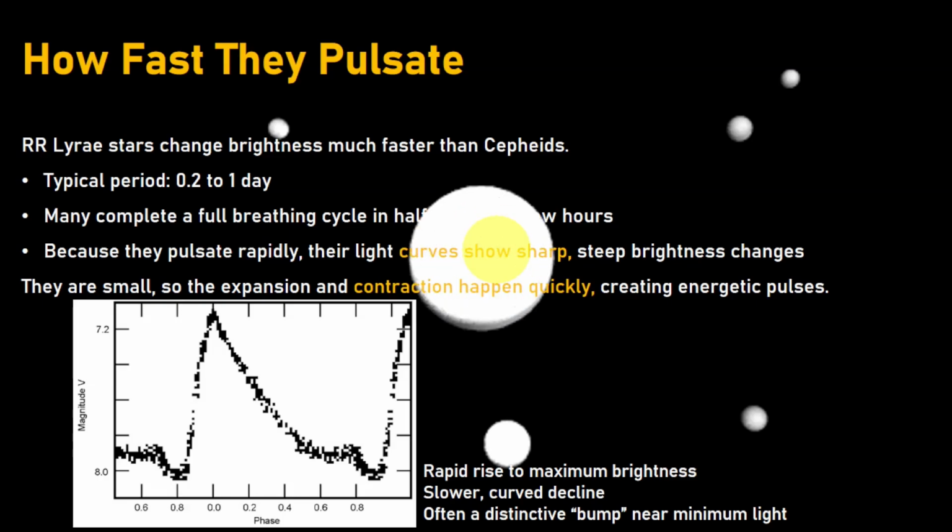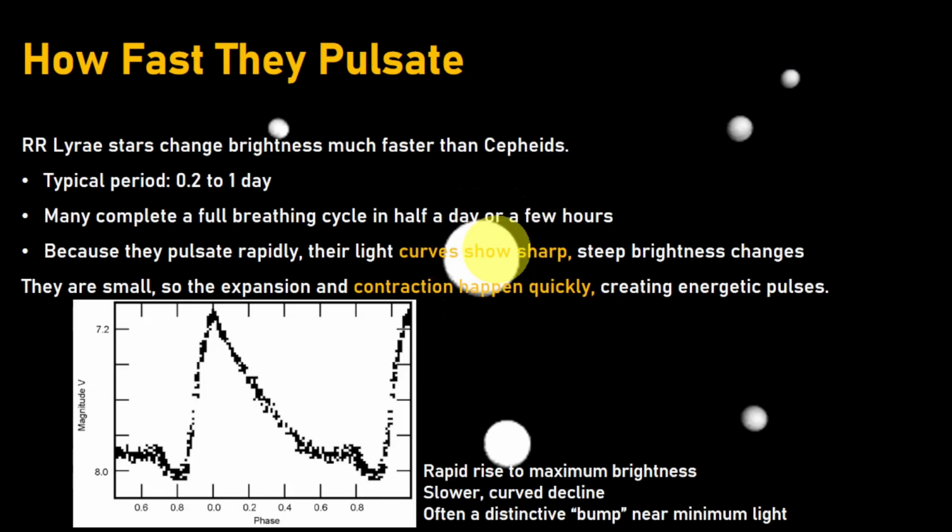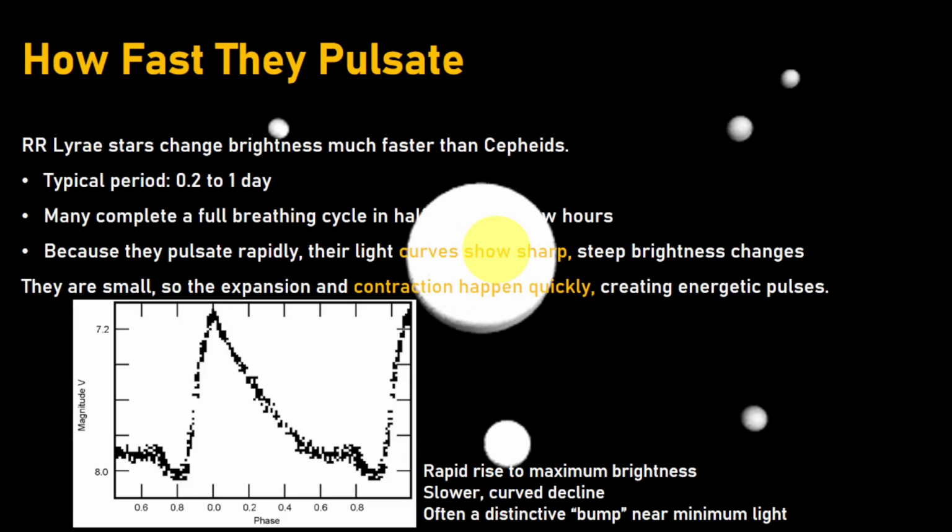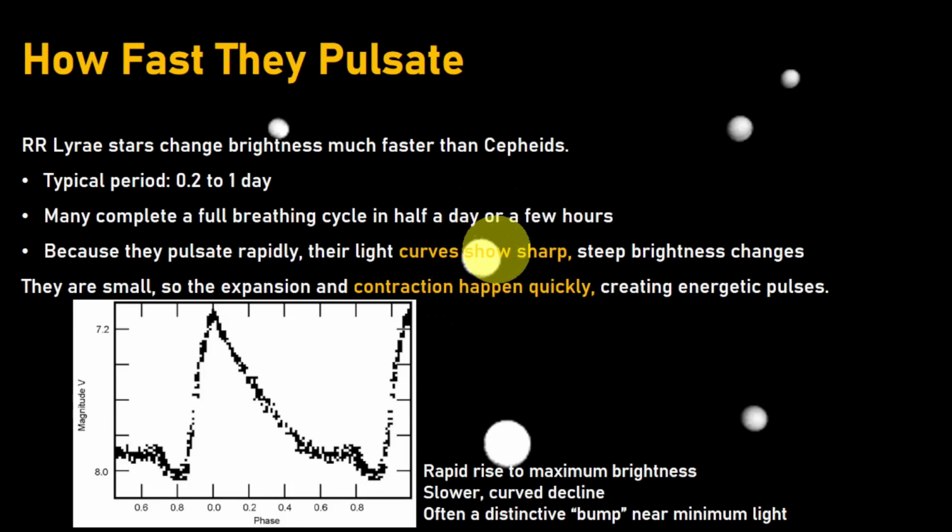Now, in terms of how fast they pulsate, they pulsate faster than Cepheids, so they have shorter periods. The period ranges between 0.2 to 1 day, and many complete a full cycle in half a day or even in a few hours. Because they pulsate so rapidly, their light curves show sharp, steep brightness changes. They are small, so the expansion and contraction happen quickly, creating energetic pulses.